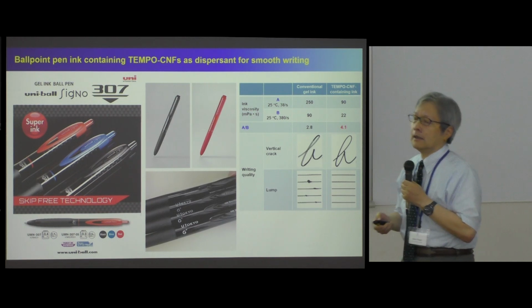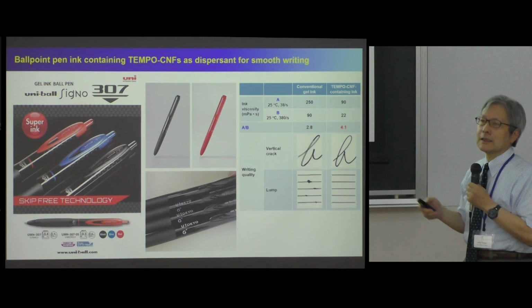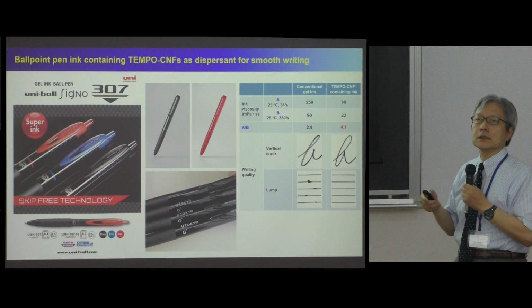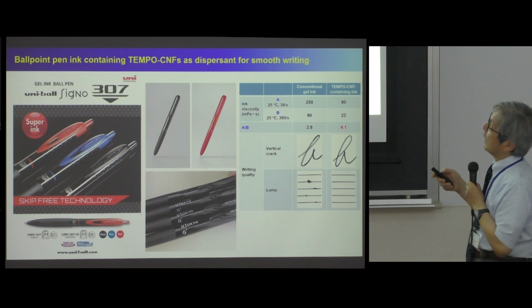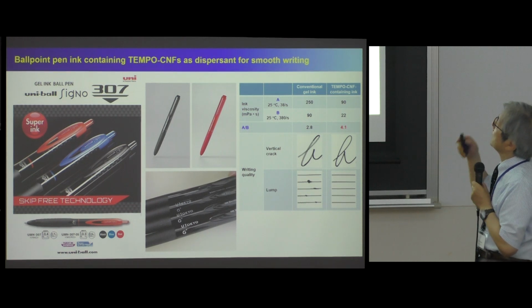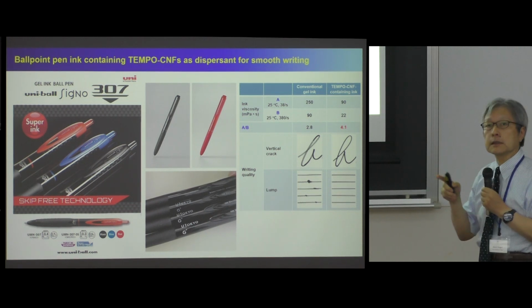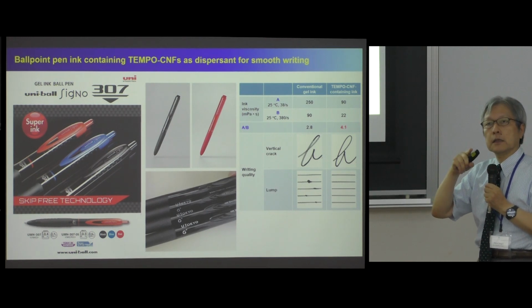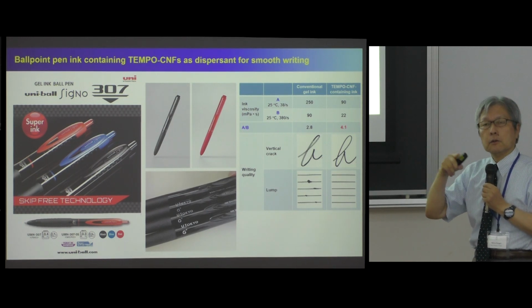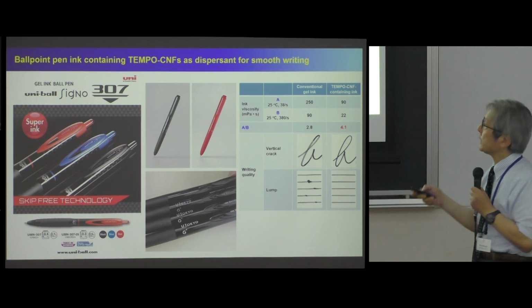And a very interesting TV program was broadcast, but today it's time limited, so I could not explain details, but it's very smooth writing because of the cellulose nanofibers inside. It's a kind of shear thinning or thixotropy properties.